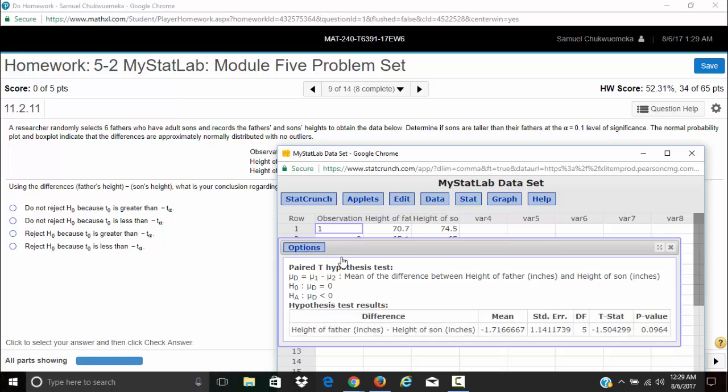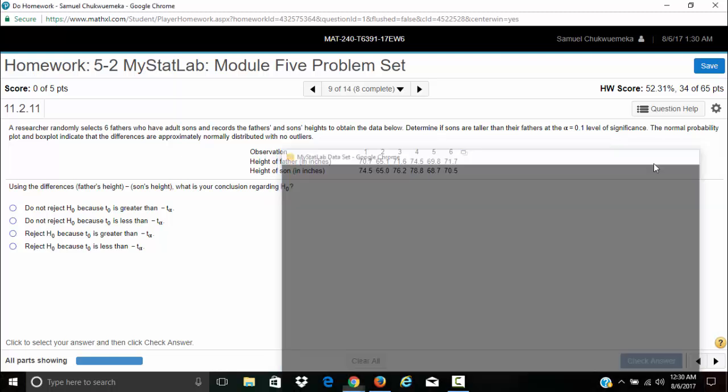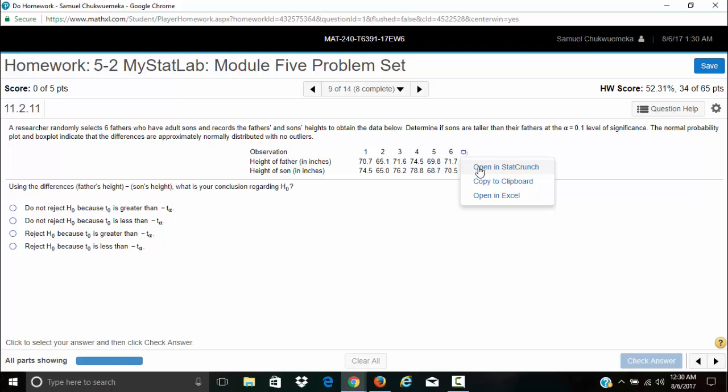But now, let's also verify that before I check option D. T-stats right here, and this is for a left-tail test. T-stat right here is negative 1.504299. That is T naught, the test statistic. Let's find our critical T. Remember, this is a one-tail test. Let's find our critical T, and then we compare. So I'm going to close this and open this again, open in StatCrunch.